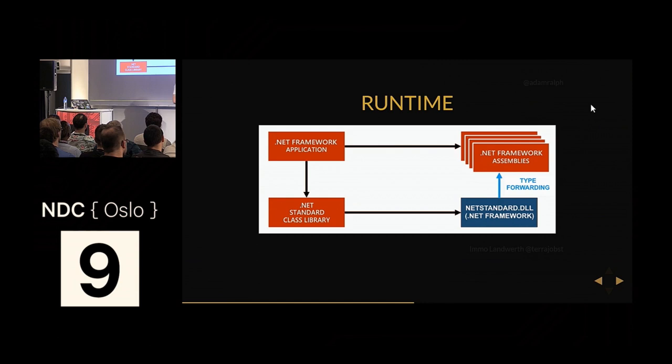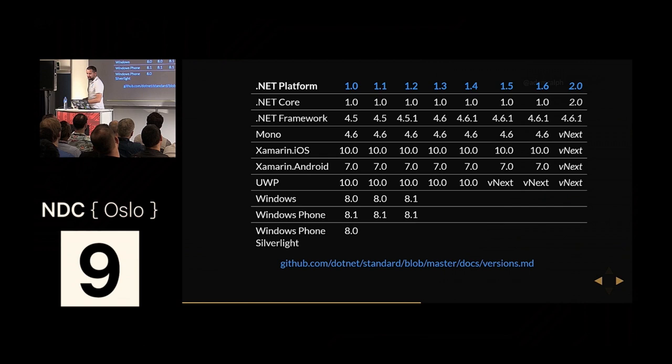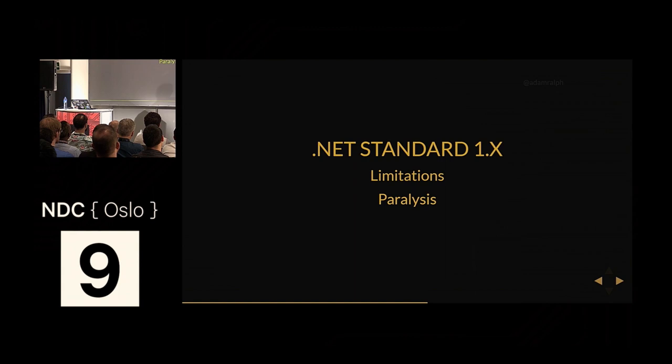So back to the version. I talked briefly about .NET Standard 2, and as I said, 2 is a major release. And the motivations behind 2 came from the feedback that was given for .NET Standard 1. The main feedback was: good, great, but limitations and paralysis. And I'll explain what I mean by that.